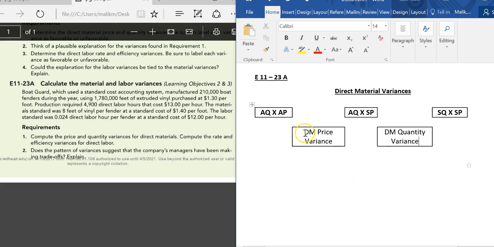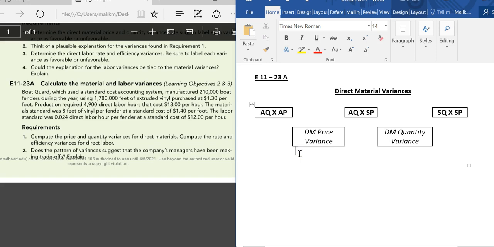So now you need to calculate this direct material price variance and direct material quantity variance. Again, I prefer to use this type of boxes, and I prefer to show these differences, but you can also memorize the formula and apply whatever you feel comfortable with. So now let's try to calculate our first variance, which is the direct material price variance, and we'll do it here.